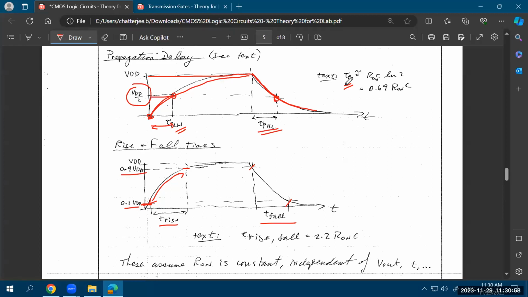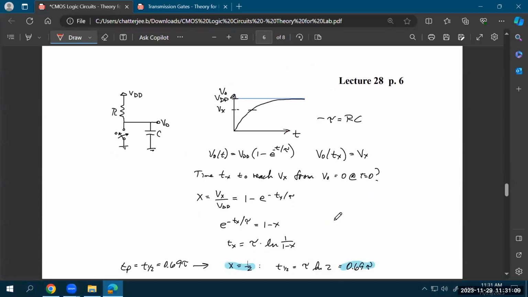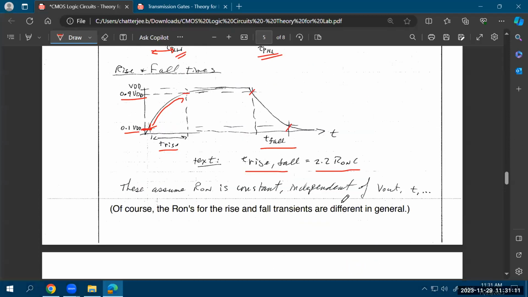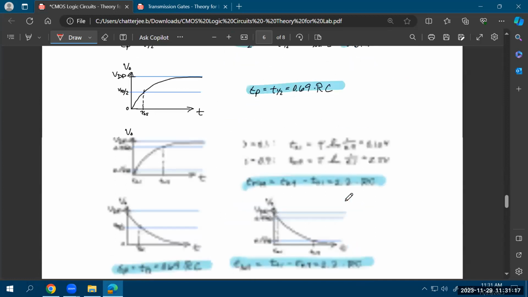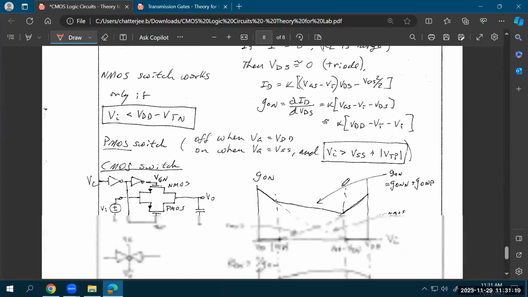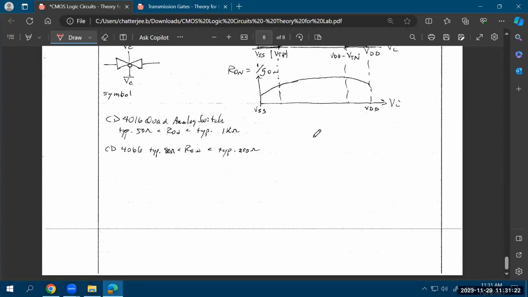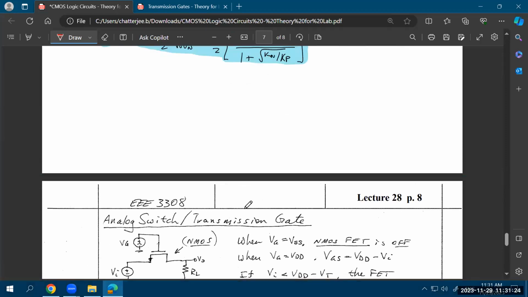In the next class, we'll prove that the propagation delay tau p is 0.69 times R1 times C, and the T rise or T fall is 2.2 times R1 times C. So we'll prove these two things in the next lecture. Okay. And that will help you in solving some of the questions in homework number 9 as well. Okay, let's stop here and we'll discuss some of these derivations in the next class, as well as the transmission gate logic.